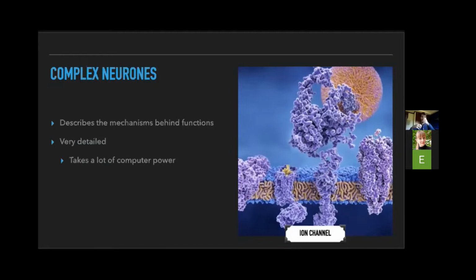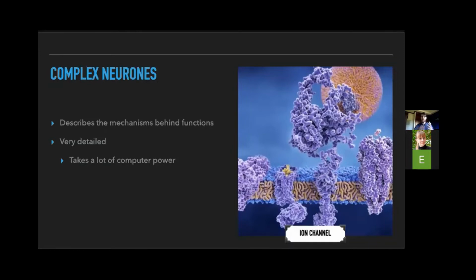ions across the membrane, and that gives us a better understanding of how a single neuron, or a group of neurons, works in very specific environments. But this extra detail makes them very cumbersome and very computationally demanding. So these simulations that we run, these models, run on computers, and it takes a lot of power to model these things.